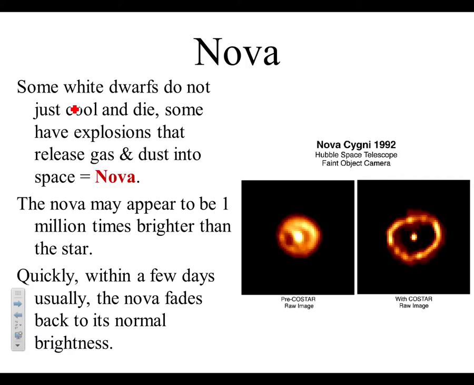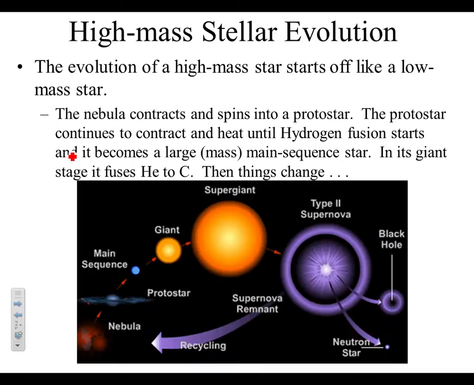Not all white dwarfs just cool and die calmly. Some of them have explosions that release gas and dust into space. Those explosions are called novas. The nova may appear to be 1 million times brighter than the star. Quickly, within a few days, the nova fades back to its normal brightness. Okay, so we have our white dwarf. As it cools to a black dwarf, you might have these explosions, not that little, called novas. And you can see in a picture here, this nova is going to shoot out, and then it's going to go back to being what it was. Okay, that was the last part for the low mass.